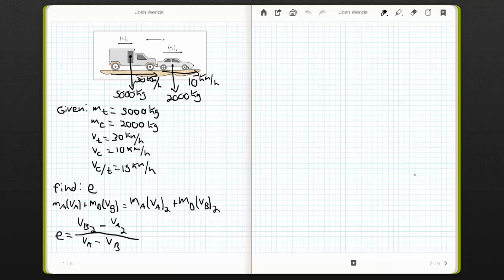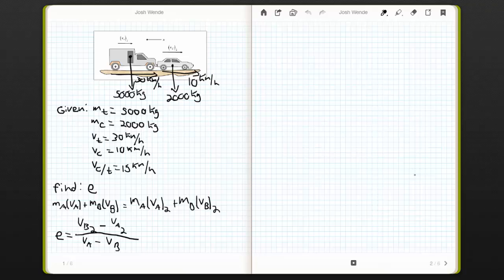I'll go ahead and read the problem so you can understand what I've written down here. The 5 megagram truck and 2 megagram car are traveling with the free rolling velocities shown just before they collide. In the pictures it shows the truck going 30 kilometers an hour and the car going 10. After the collision, the car moves with a velocity of 15 kilometers per hour to the right relative to the truck. So that's what the VCT is. Determine the coefficient of restitution between the truck and car and the loss of energy due to the collision.